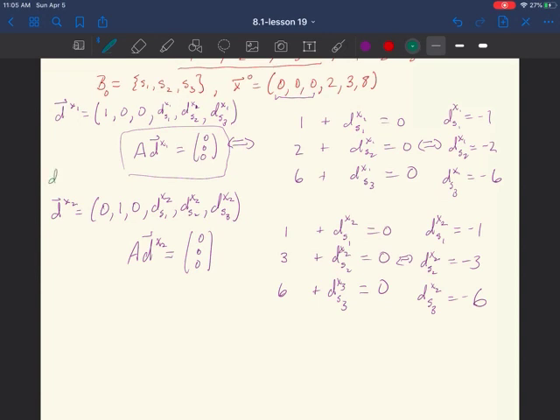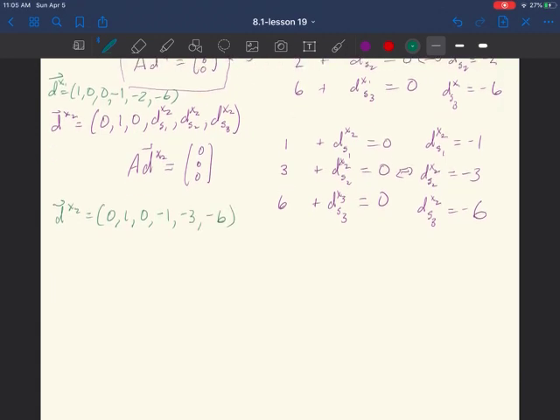So the overall direction then is given there. And I just realized I didn't write the overall direction up here, so let me just do that quickly. I'll put it in green just to set it off. dx1 here is equal to 1, 0, 0, -1, -2, -6, and here dx2 is equal to 0, 1, 0, -1, -3, -6.